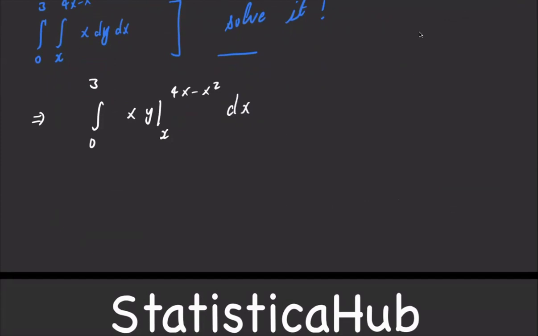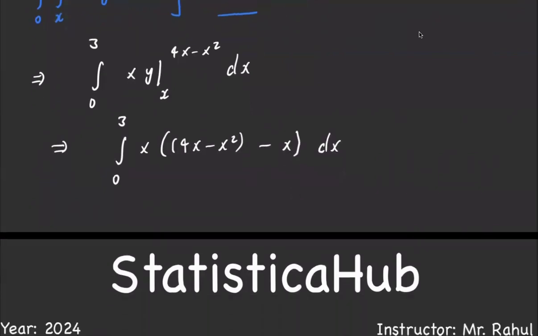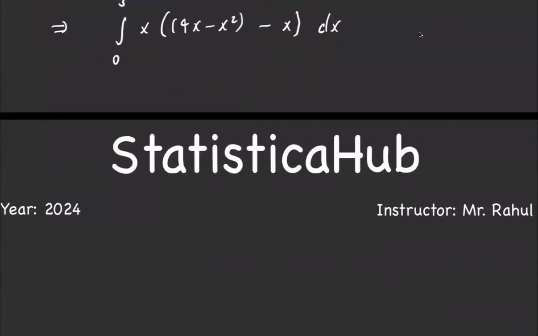Okay, moving ahead with this part, you can put up the limits. So that will be coming out to be integration 0 to 3. We have x, then we have 4x minus x square minus one more x, the lower limit, and we have the dx. Okay, this is what we have to solve. So if you solve it, it will be coming out to be integration 0 to 3, x times 4x minus x square minus x, dx.